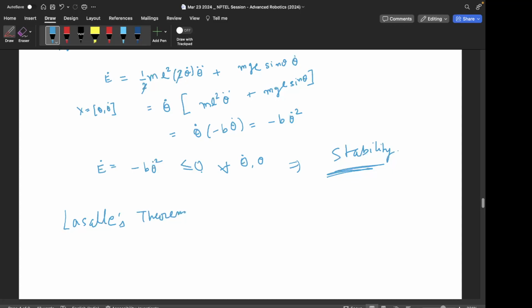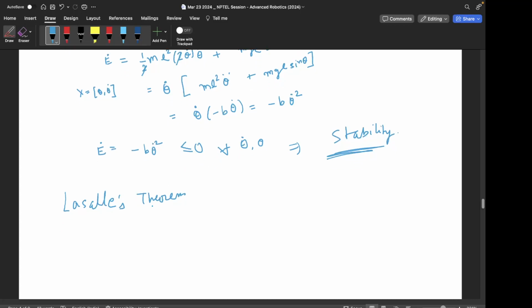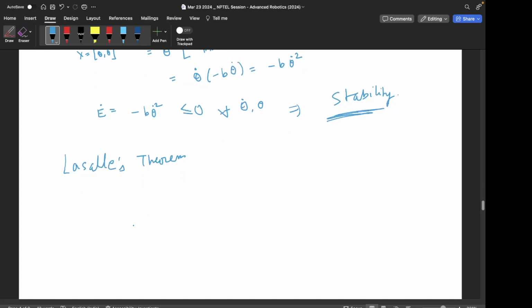But as we discussed a while ago, we are more interested in knowing if the system is also asymptotically stable, right? That is very obvious if your E dot comes out to be strictly less than 0. But in this case, it can be equal to 0 also. So the LaSalle theorem says that, again I will try to put it in simpler terms.